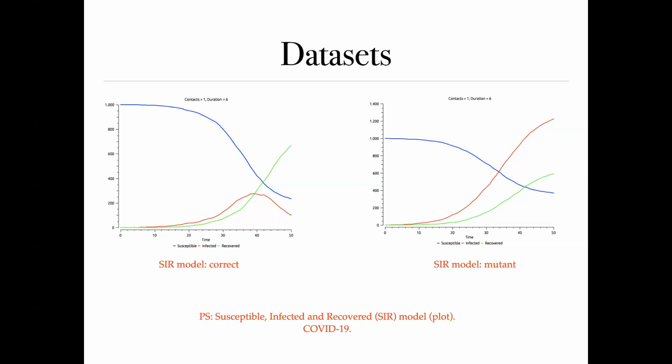We show here 2 plots derived by the susceptible, infected, and recovered SIR model. The ideas of the model are still very useful to model pandemics like COVID-19. On the left, we have an image generated by a cohort model. On the right, we have an image generated by a mutant model.